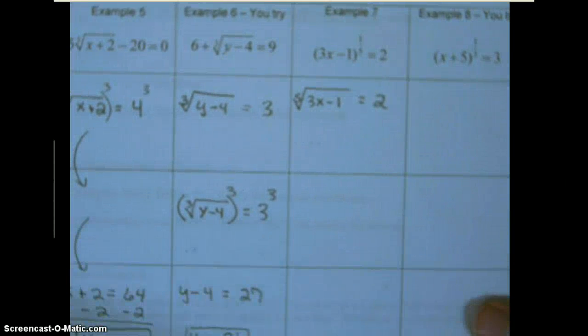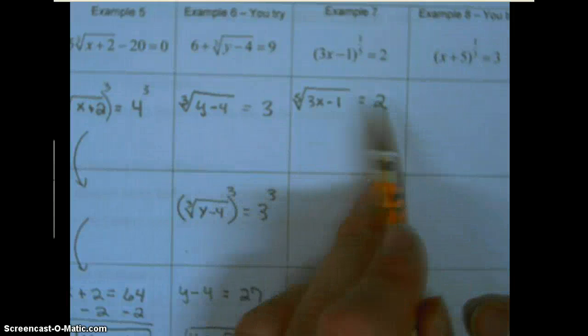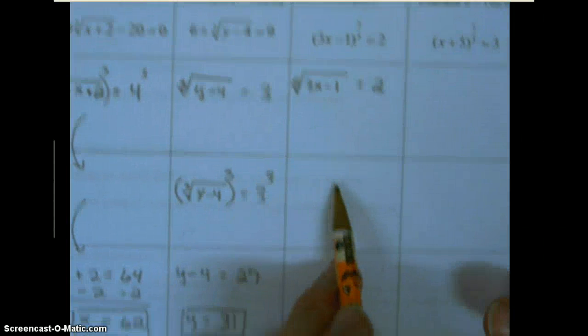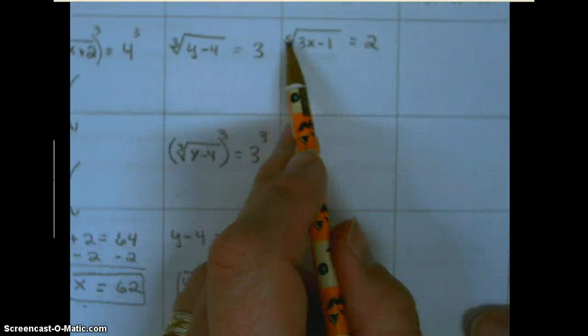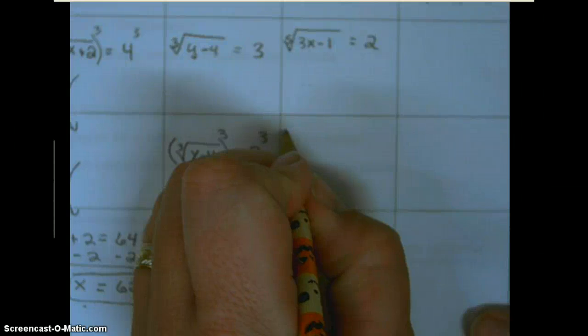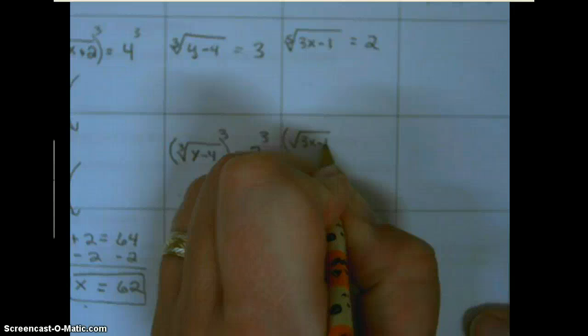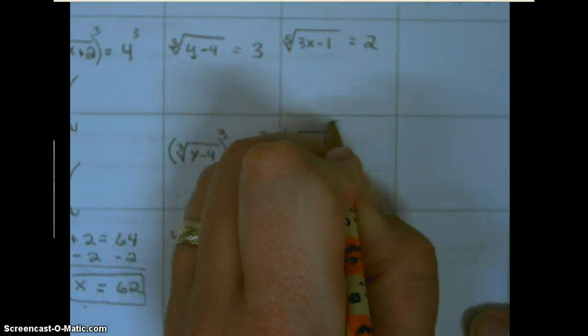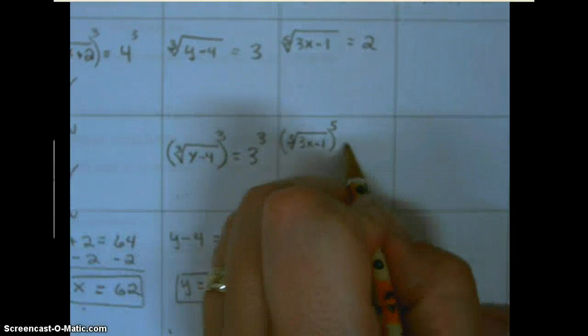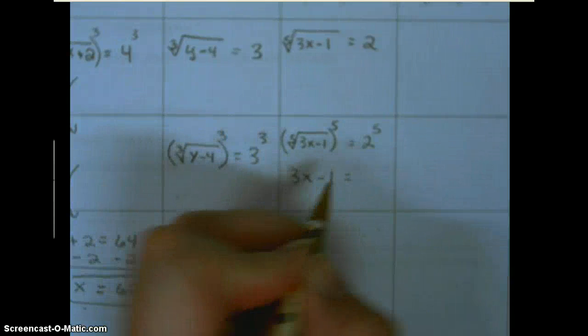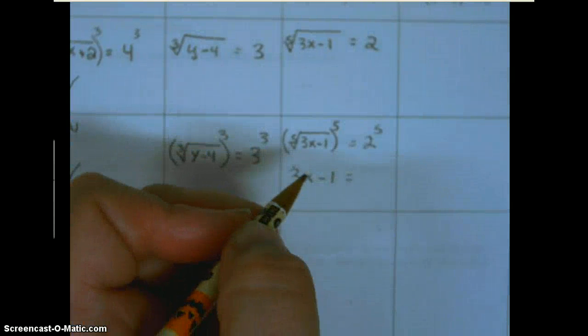Remember that? Well, the radical is isolated, so what we can do now is apply the inverse operation. Well, what's the inverse of the 5th root? Correct, the 5th power. So we're going to have the 5th root of 3x minus 1 raised to the 5th power, so that it will cancel out. Equals 2 to the 5th power. So we get 3x minus 1 equals 2 to the 5th power, which I believe is 32.